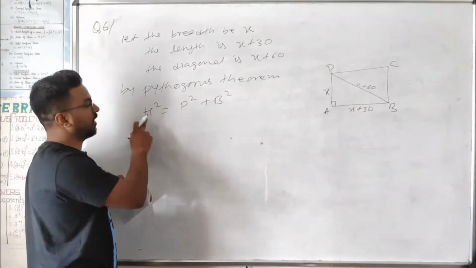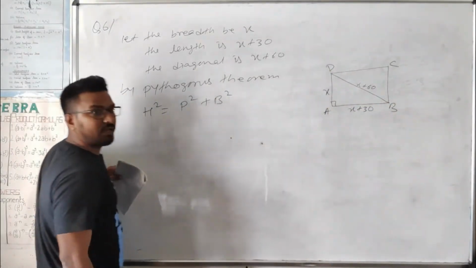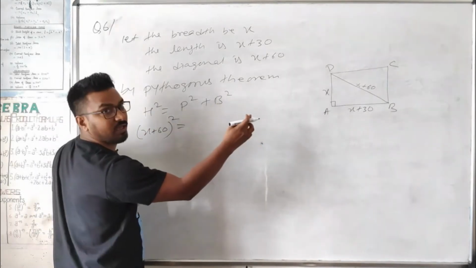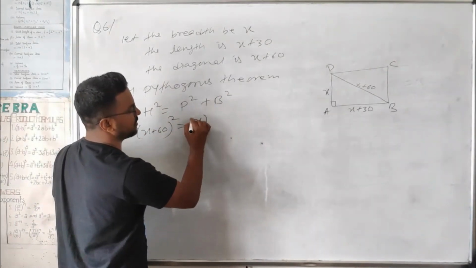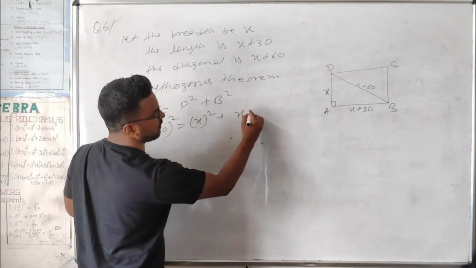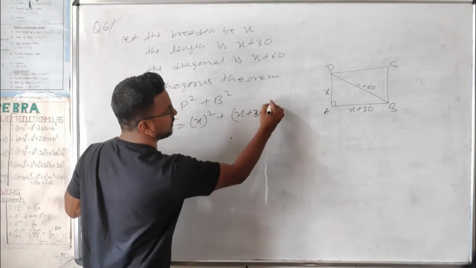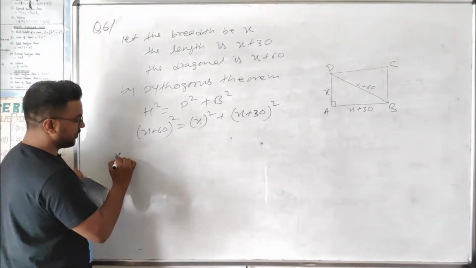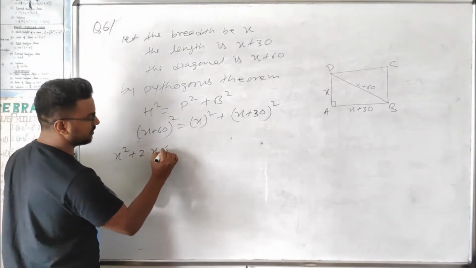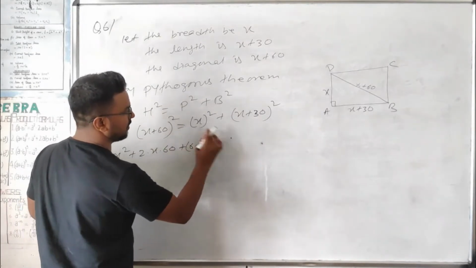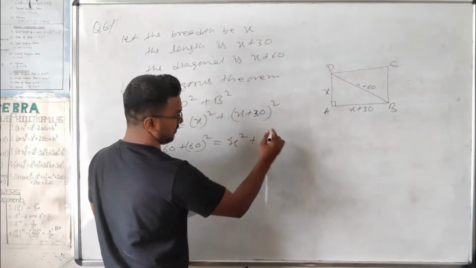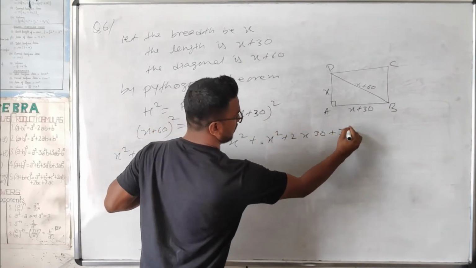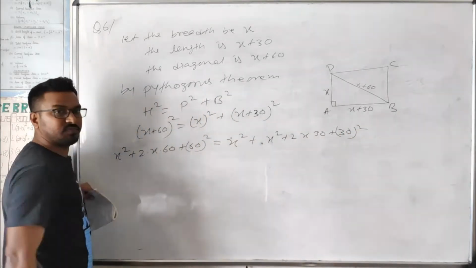Now here what is the hypotenuse? Hypotenuse, this is the diagonal, so we'll write x plus 60 whole square. Perpendicular is the breadth, so this will be x square, and base is x plus 30 square, right? So this will be a plus b whole square formula, so this will become x square plus 2 into x into 60 plus 60 whole square, and this will become x square plus 2 into x into 30 plus 30 square, right?